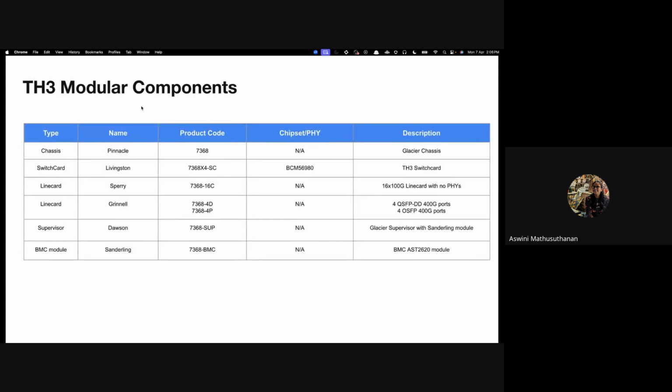These are the components of Glacier, where we have one chassis and one switch card. This is a new addition, and this is where the ASIC will be mounted. We have two different line cards, Perry and Grinnell. The number of ports and speed differs between these two line cards. There's one supervisor and one BMC module.